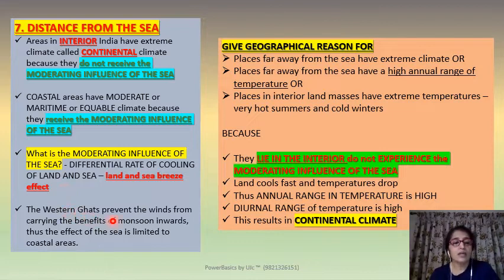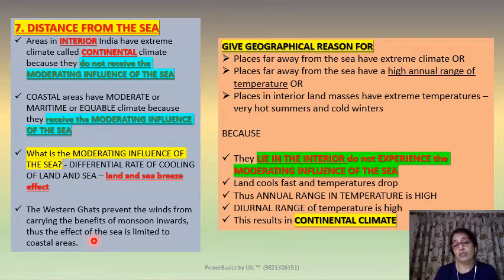The Western Ghats prevent the winds from carrying the benefits of the monsoon inwards. Thus, the effect of the sea is limited to the coastal areas. For example, the sea's effect on coastal areas gets broken by the Western Ghats on the western side of India.